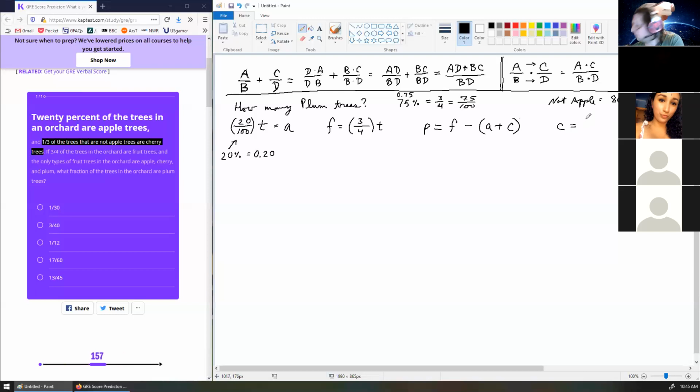So C is going to be equal to 4/5 of the trees times a third, right? And then we can do the straight multiplication here. So that gets us 4 times 1 over 5 times 3. So that gets us 4/15 t.